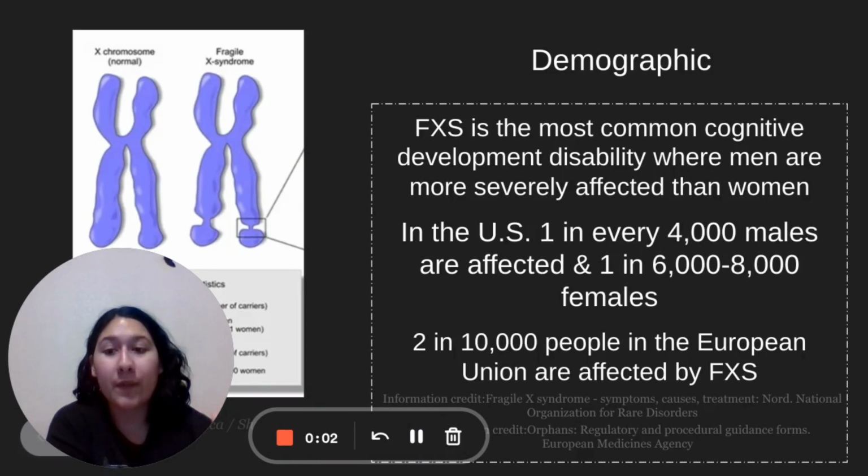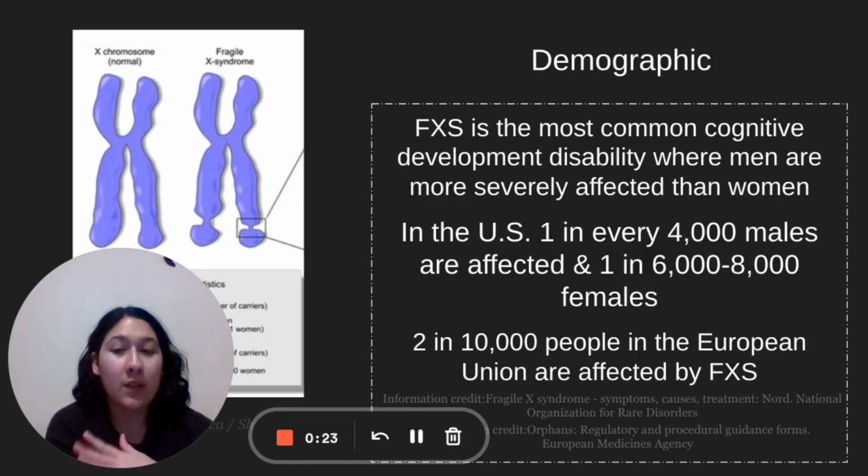Demographic. Who is affected? FXS is the most common cognitive development disability where men are more severely affected than women. In the US, 1 in every 4,000 males are affected, whereas 1 in every 6,000 to 8,000 females are affected. 2 in 10,000 people in the European Union are affected by FXS.